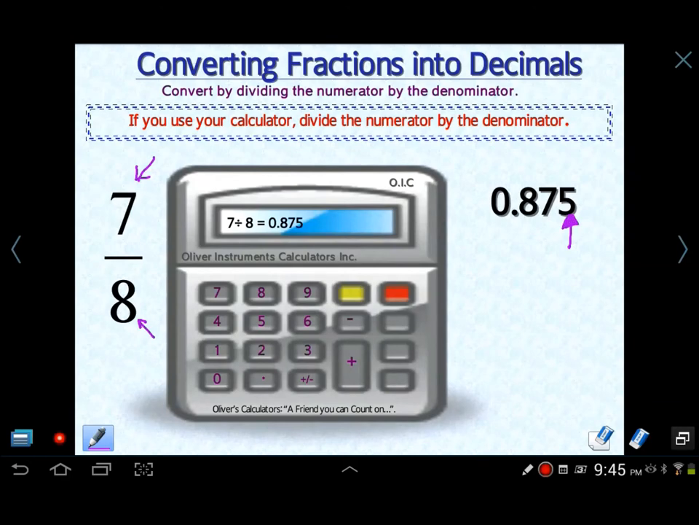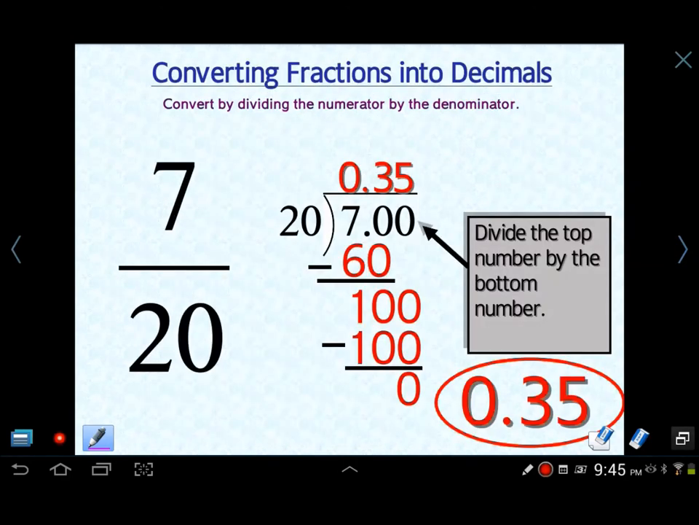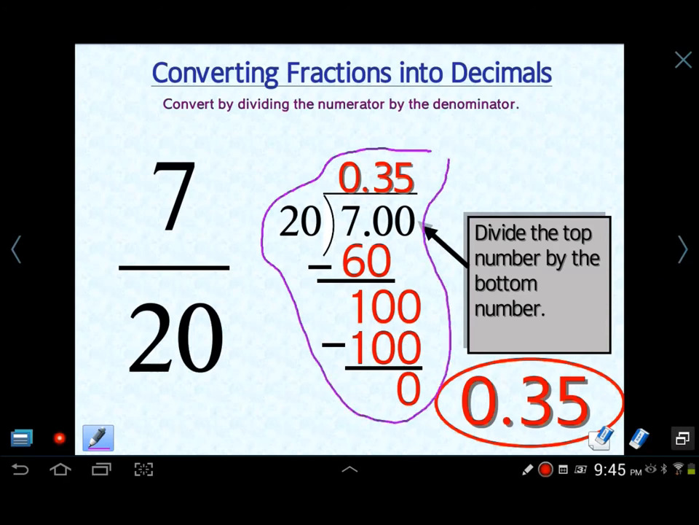So that seems pretty easy. Here's our next one, 7 twentieths. Now I have gone ahead, and I'm not going to go through this, but if you want to pause it and jot this down, that's fine. I've gone ahead and shown how to do it the long division method. This is the basic algorithm. An algorithm is a set of rules on how to solve something. And that's what it would look like if we did the long division.